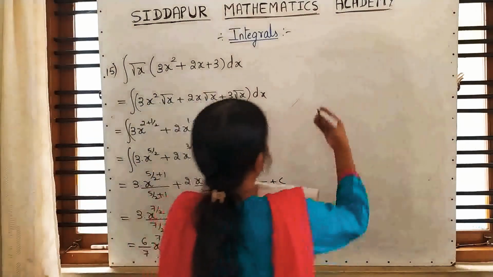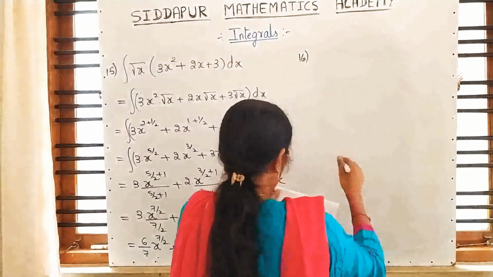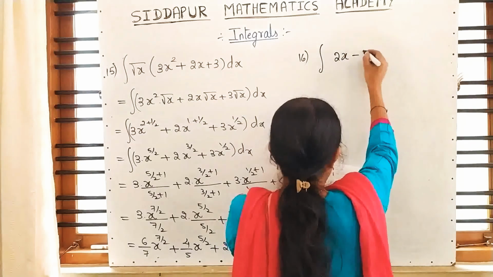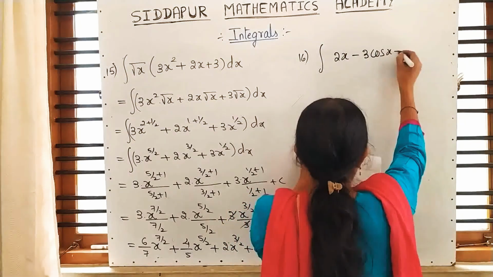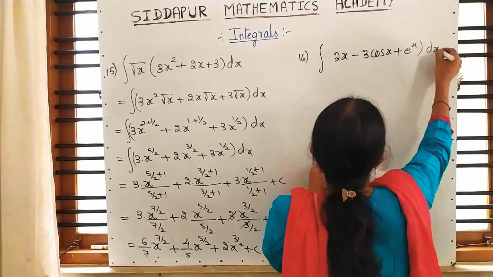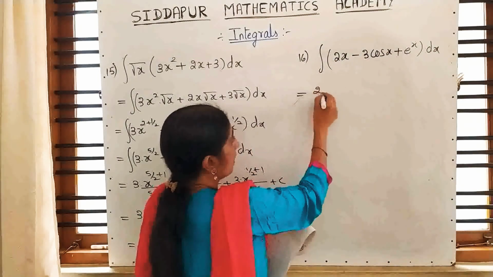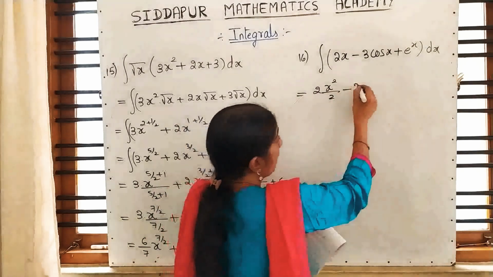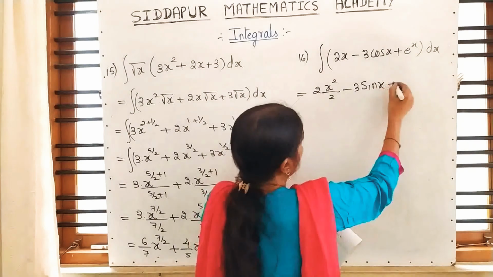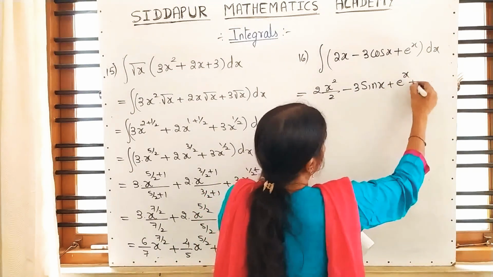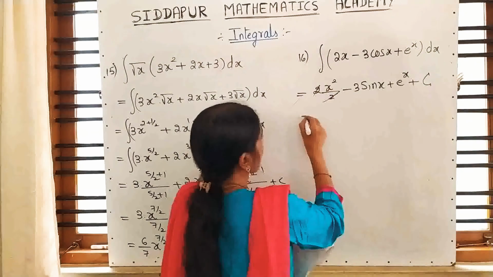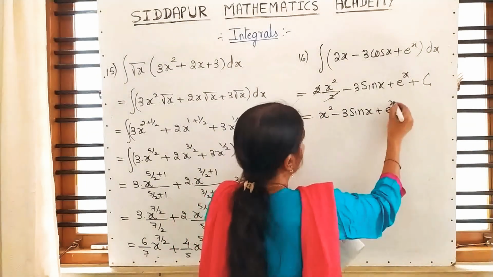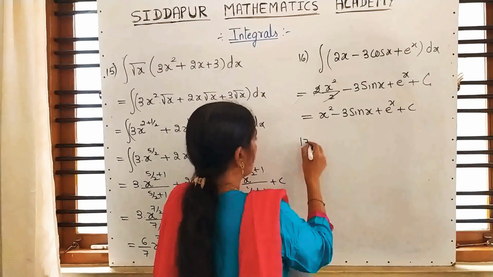Question number 16. 2x minus 3 cos x plus e raised to x. Yes, 2 constant as it is. Integration of x is x square by 2, minus 3 as it is. Integration of cos x is sin x, plus integration of e raised to x is e raised to x. Next, question number 17.